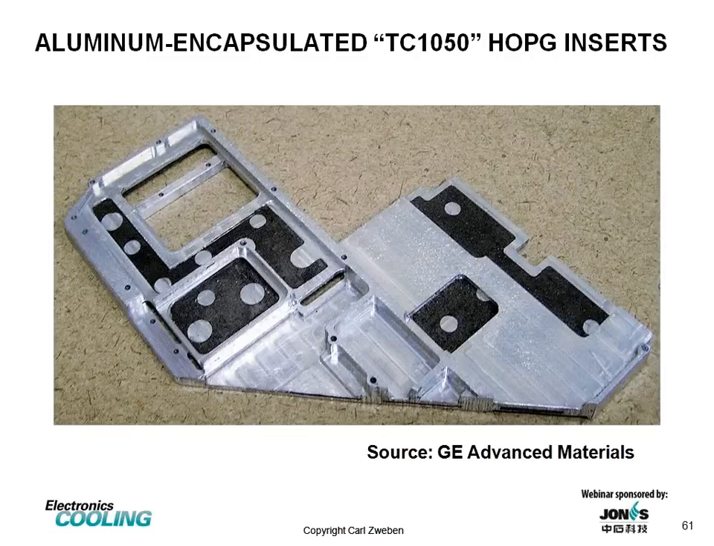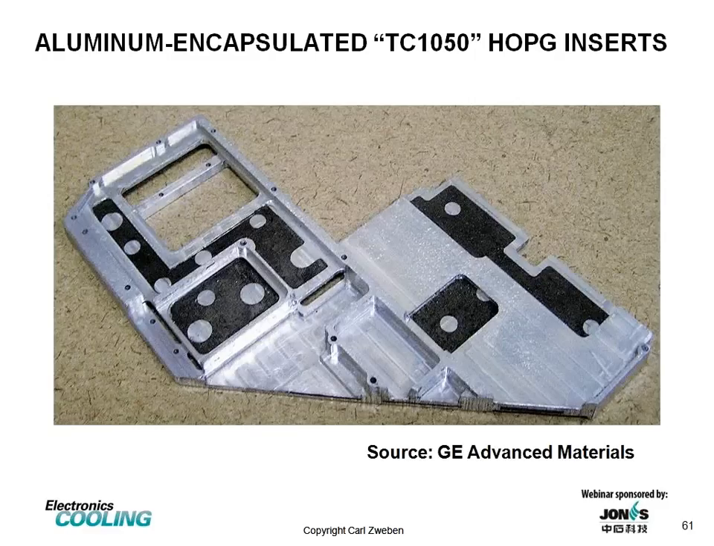As I mentioned, highly oriented pyrolytic graphite is a rather brittle and weak material. It's typically used in an encapsulated form. In addition, because it is an expensive material, you want to minimize the amount that you use. And so here we have an application in which highly oriented pyrolytic graphite is being inserted into a complex enclosure, and it's being inserted where heat spreading is needed.